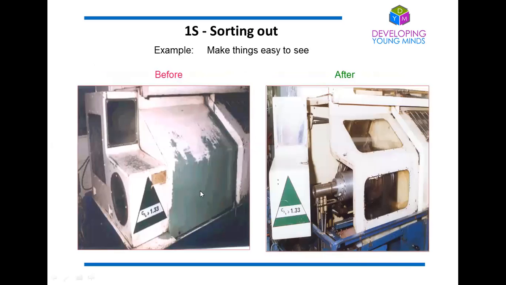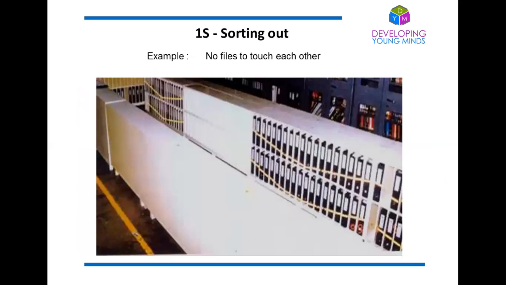In this example, if you look at it, this area is completely opaque, right? So when the machine operation is happening, it is not easy to see what is happening there, right? So this is one good example of how we can make it transparent. That will help in the machining, to sort things out, right? Basically, it makes things easy to see. That is the purpose of sorting out also, in terms of the shop floor there, right? So this is one example you can see on the slide, okay?